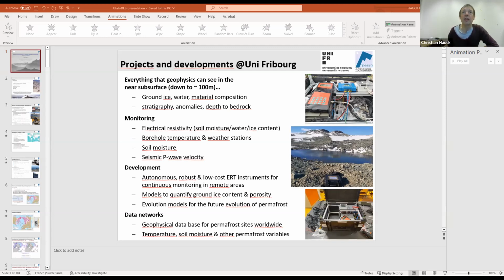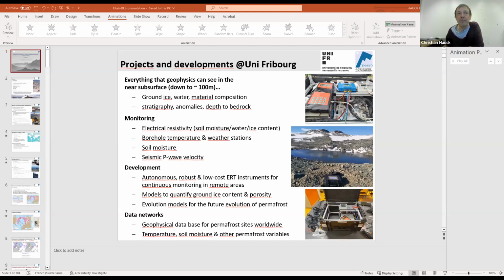Then we're not so much involved in actual developments of instruments, but recently we have a project to develop with colleagues in Portugal an autonomous, robust, low-cost ERT system, which can be placed anywhere by itself to monitor in remote areas. Frozen in our case, but it could be anywhere. We're also involved in developing models to quantify the ground ice content and the material composition, and then making evolution models for the future evolution of these different components of the ground.